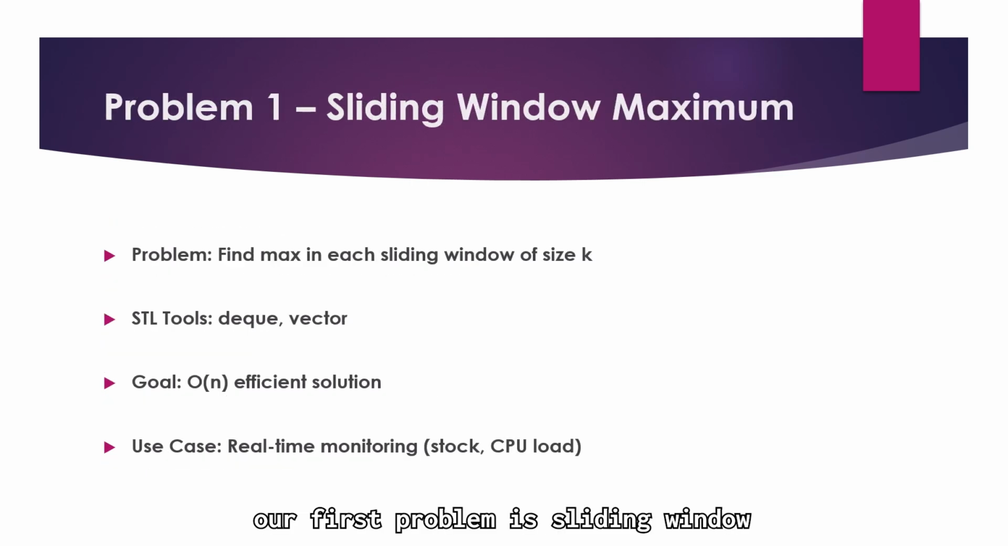Our first problem is sliding window maxima. Here we are given an array and a window size k, and our task is to find the maximum value within each sliding window of size k. This problem is often encountered in real-time monitoring systems, like tracking the highest stock price over a set period or monitoring CPU usage in a system. We can solve this problem efficiently by using a deque to store the indices of array elements and ensure that the maximum element in the window is always accessible. The advantage of this approach is its O(n) time complexity, which is far more efficient than brute forcing it with nested loops.